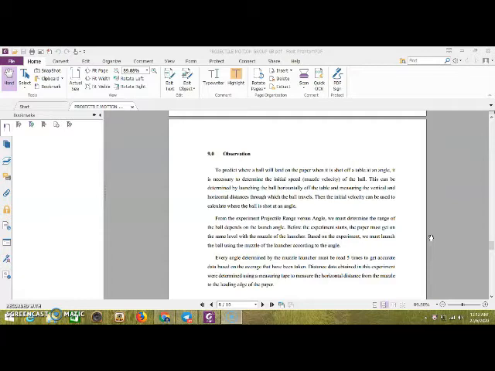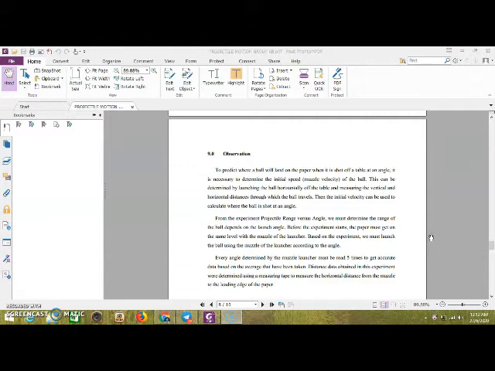To predict where a ball will land on the paper when it is shot off a table at an angle, it is necessary to determine the initial speed of the ball. This can be determined by launching the ball horizontally off the table and measuring the vertical and horizontal distance through which the ball travels. Then the initial velocity can be used to calculate where the ball lands when shot at an angle. From the experiment projectile range versus angle, we must determine how the range of the ball depends on the launch angle.